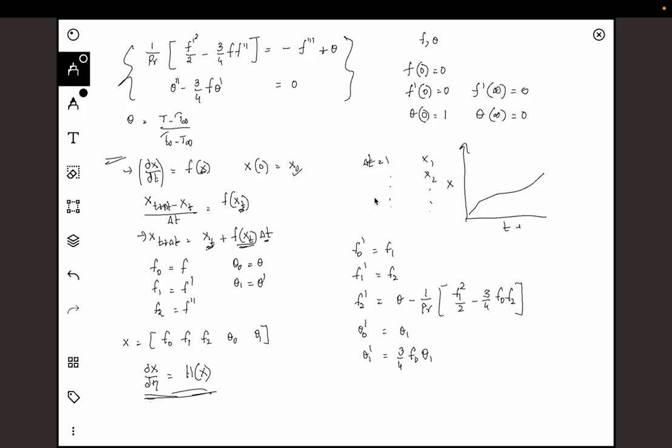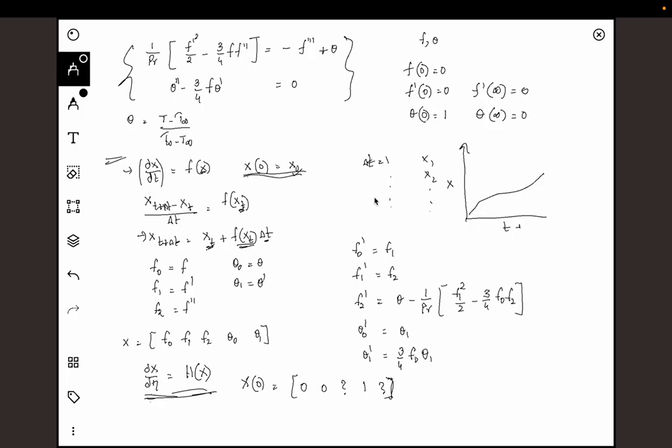The next step is to get the boundary initial conditions. So x of 0 equal to x naught. What is x of 0? I know f0 of 0. f0 of 0 is f of 0. f1 of 0 is f prime of 0. f2 of 0 is something that I do not have. Theta 0 of 0 is theta of 0, which is 1, and theta 1 of 0 is theta prime at 0, which is basically, at the wall, the derivative of non-dimensional temperature. This is important because that will give us the Nusselt number, which is also something that we do not know.